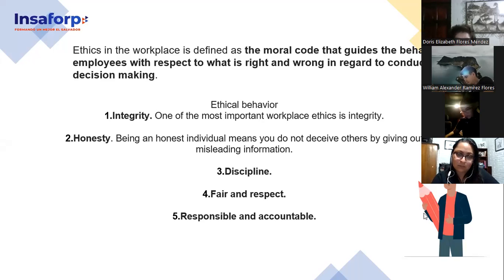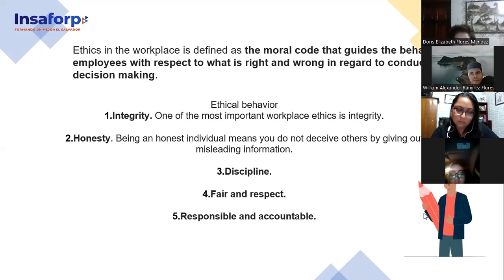The first is integrity. One of the most important workplace ethics is integrity. Number 2 is honesty. Being an honest individual means you don't deceive others by giving out misleading information. Number 3, discipline. 4, fair and respect. 5, responsible and accountable. Okay, so these are the most common ethical behaviors that we can find in the workplaces: integrity, honesty, discipline, fair and respect, responsible and accountable.